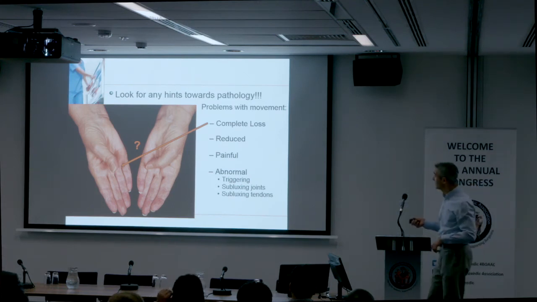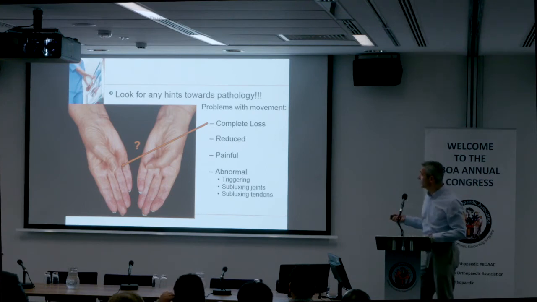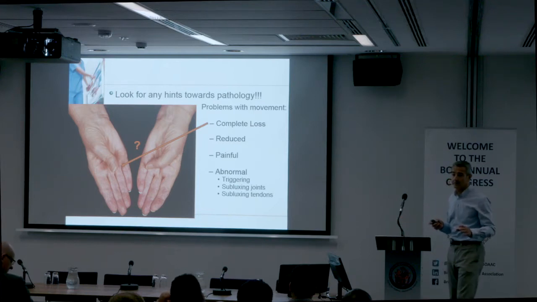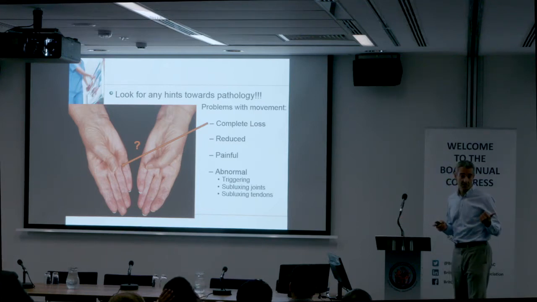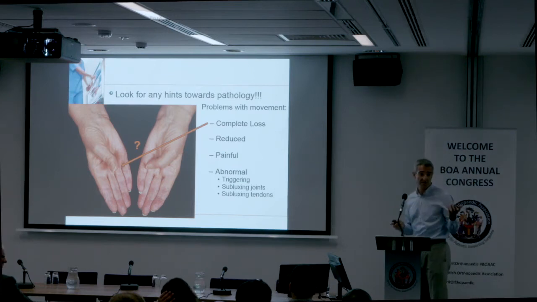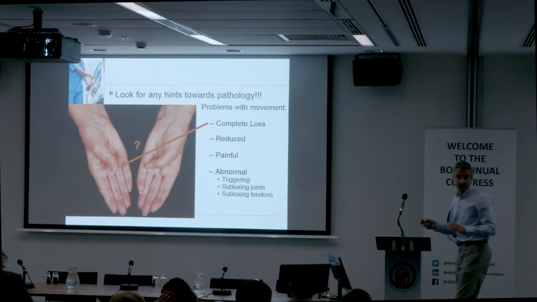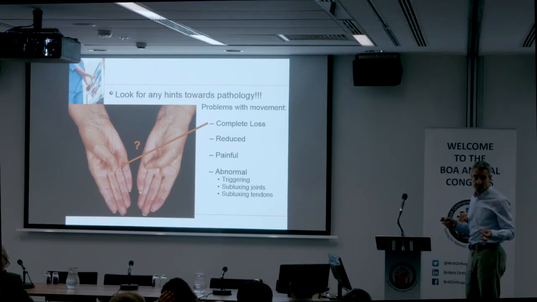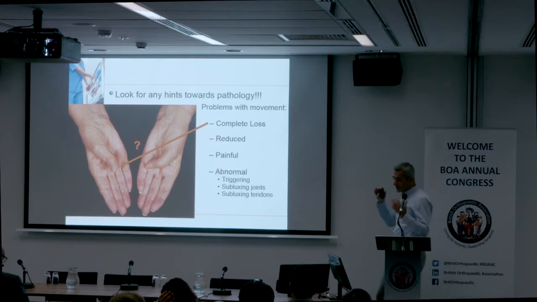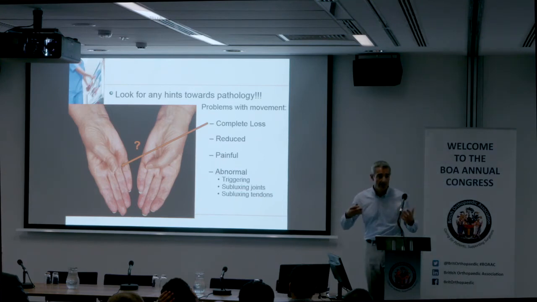In this case here, you can see complete loss of IP joint movement of the thumb. So we're thinking, is this a flexor pollicis longus rupture? Is it a severe triggering where the tendon is stuck? Or it could be a neurological problem. It could be anterior interosseous nerve palsy. Okay? So this screening process is focusing our mind on the rest of the examination.